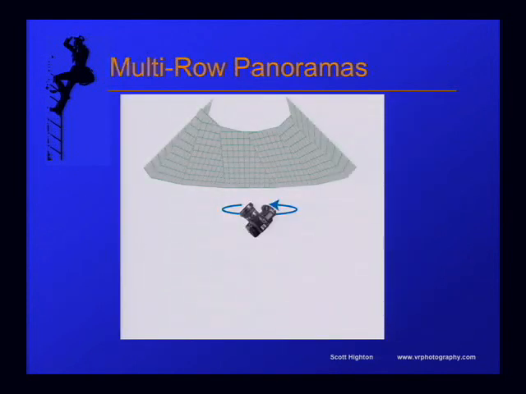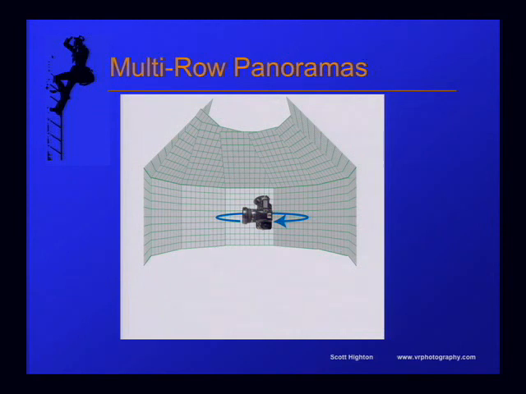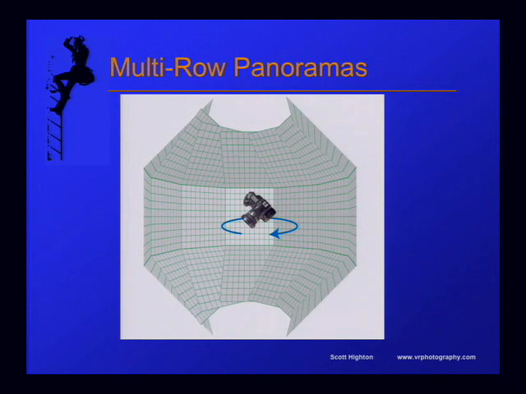Shooting multi-row panoramas is pretty simple. You tilt the camera up, you shoot a series of images around the circle, then you tilt it back to horizon, then you tilt it down low. In this case, this is for an 18 millimeter Nikkor rectilinear lens. It's 45 degrees up, level with the horizon, and 45 degrees down. Once you've got your three rows set up, you can also shoot a zenith shot as well as a nadir shot below.